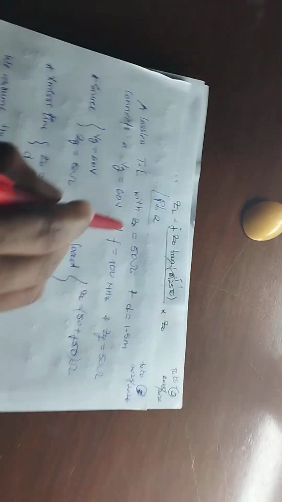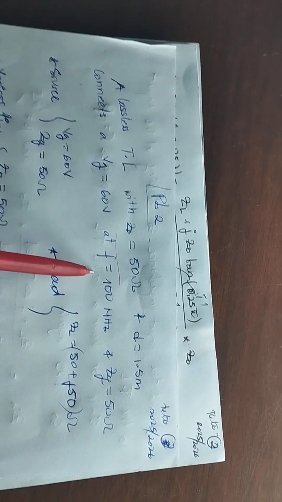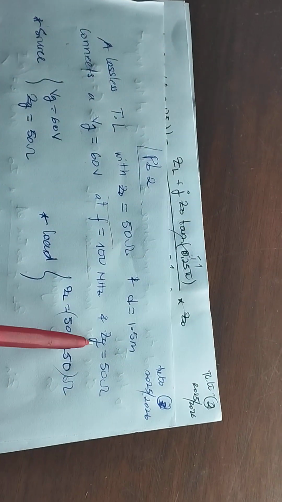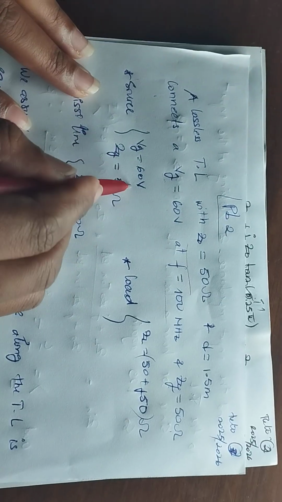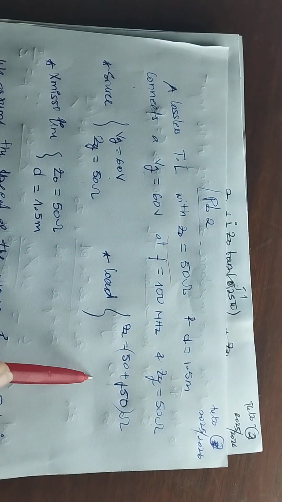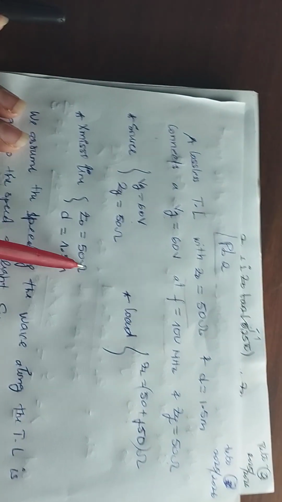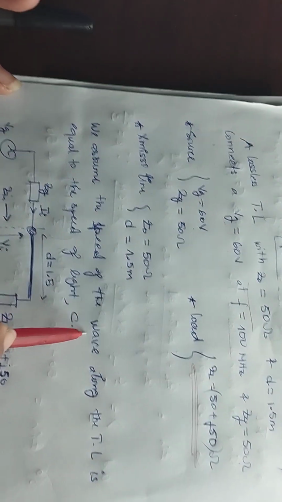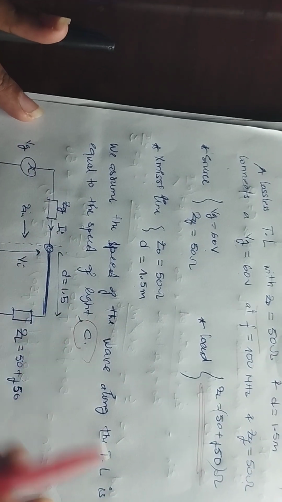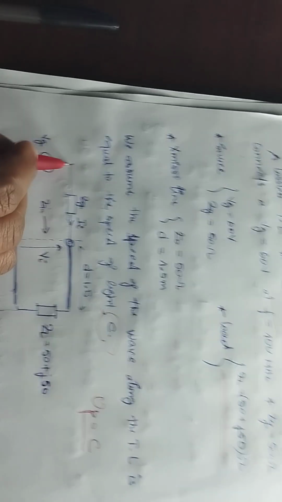We have a lossless transmission line with characteristic impedance 50 ohms connected to a 60 volt source with a frequency of 100 megahertz, and the source impedance is 50 ohms. So when I gather the information, I see VG 60, Zg is this. The transmission line has a length of 1.5 and the characteristic impedance is 50 ohms. So this is the information of the load. We assume the speed of the wave along the line is equal to the speed of light. That means Up equals c.